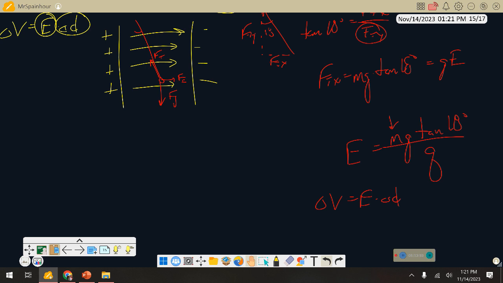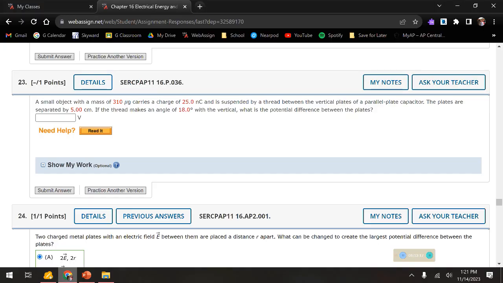I think I may have forgotten to do that. That'll do it. So mass is 310 e to the negative 6 times 9.8 times the tangent of 18 degrees, divided by the charge, 25 e to the negative 9th, gets me an electric field of 39,484, times the displacement between them, which is 5 centimeters or 0.05 meters. I have 1,974, so I'm going to put 1970.